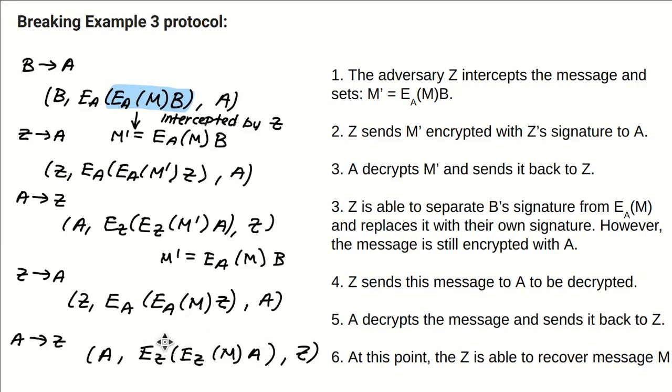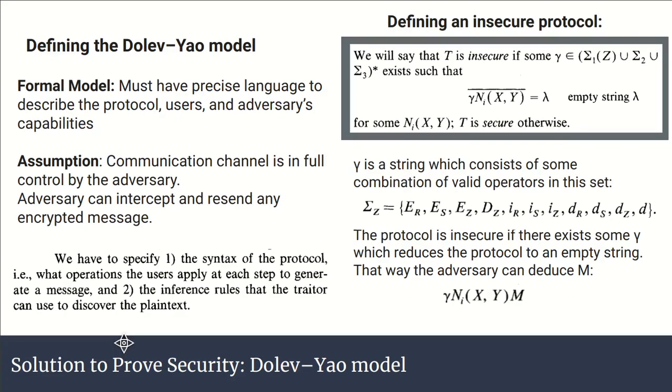How do we determine that example 2 is secure, and how do we prove that example 3 is insecure? Here we introduce the Dolev and Yao model.